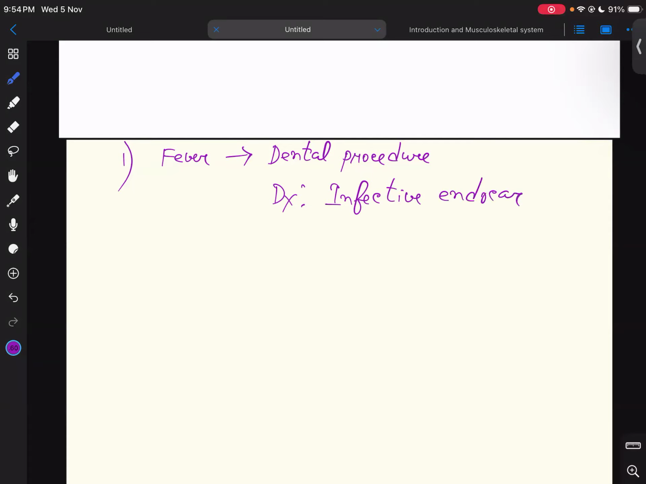Let me give you another example. This is a Delhi case. This has come many times, and it has come today even, at the Delhi center. The patient has fever. In the past medical history, the patient is telling that he is a kidney patient and he is taking dialysis through the arteriovenous fistula.